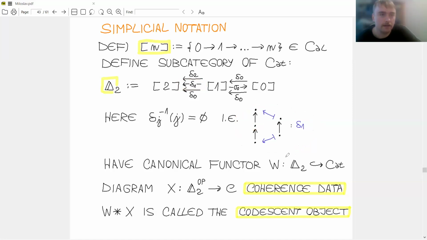As I said, I regard this as categories, so we can embed it into Cat, the two-category of small categories. And a diagram like this is referred to as coherence data. The colimit of this diagram, weighted by this W, is called the codescent object. The codescent object is a higher dimensional analog of coequalizers, and there are many parallels. For example, monadicity theorems use coequalizers, and the higher dimensional pseudo monadicity theorems use codescent objects, and there are many examples like this.